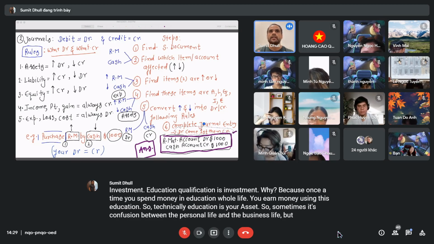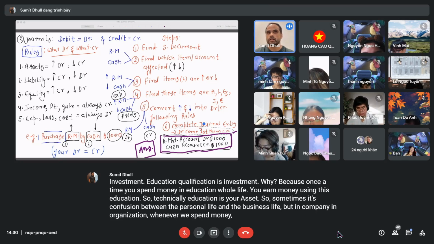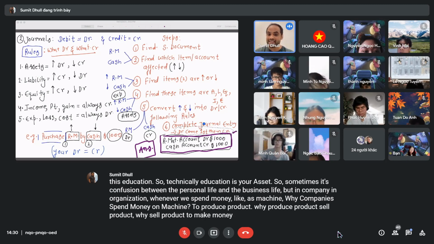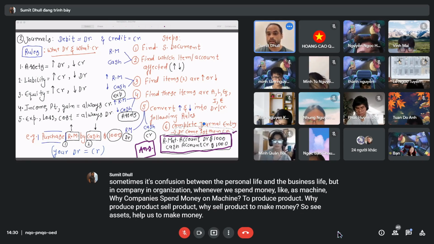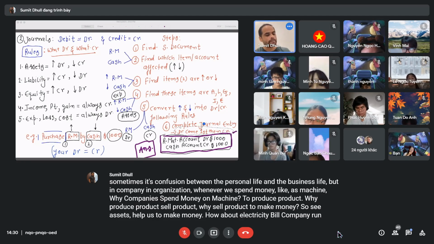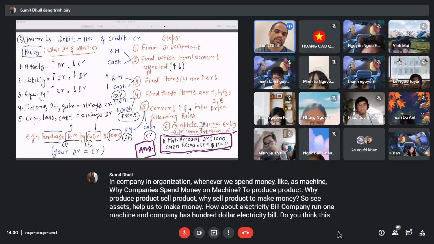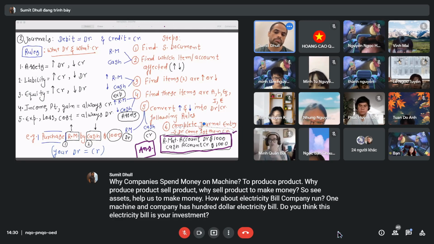But in a company, in an organization, whenever we spend money, like on a machine, why do companies spend money on a machine? To produce product. Why produce product? To sell product. Why sell product? To make money. So see, assets help us to make money. How about electricity bill? The company runs one machine and the company has a $100 electricity bill. Do you think this electricity bill is your investment? No, of course not.